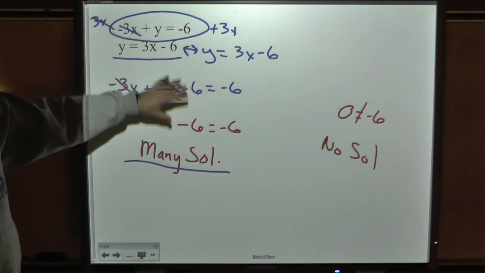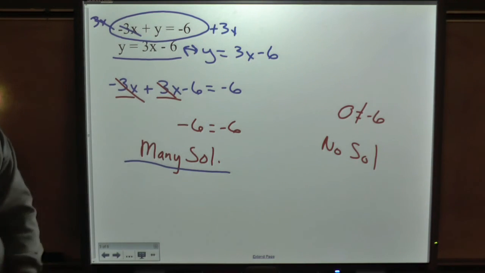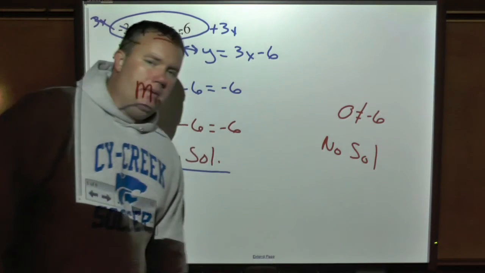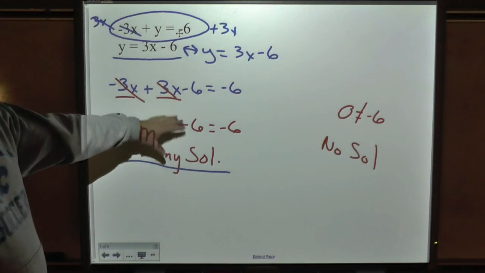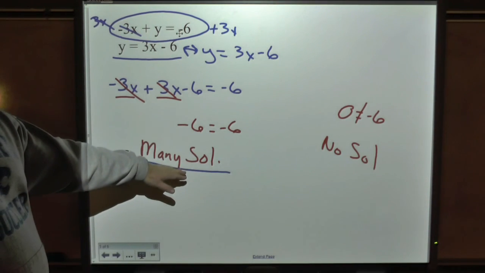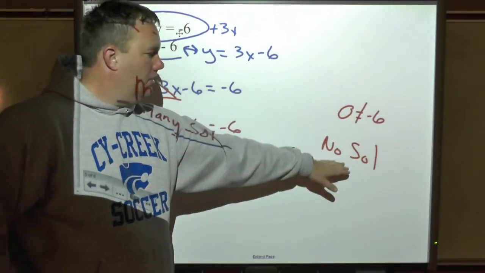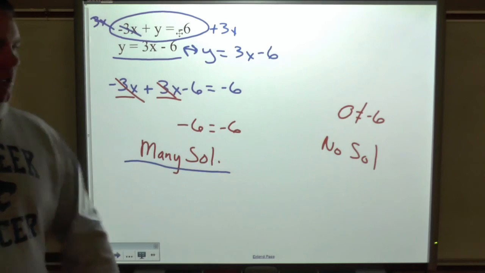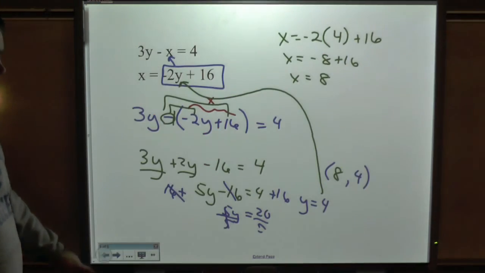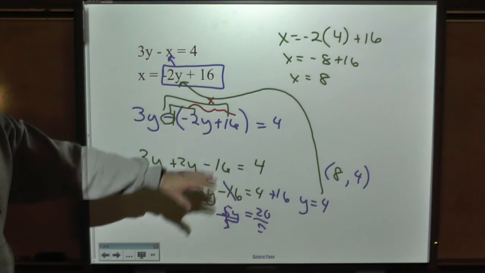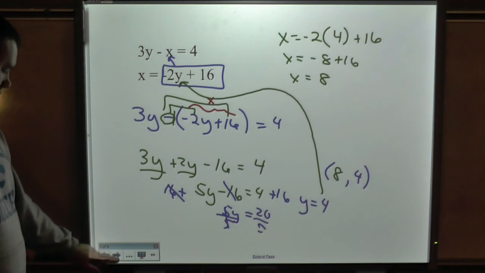Okay? So, I'm showing you guys different ways to look at this. The big key here is understanding, eliminate a variable, true statement, many solutions. Eliminate a variable, untrue statement, false statement, no solutions. Okay? But I want to make sure you guys understand, one solution is the one you're going to get the most.